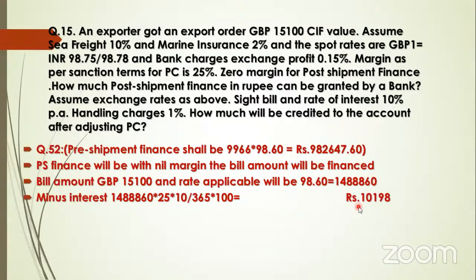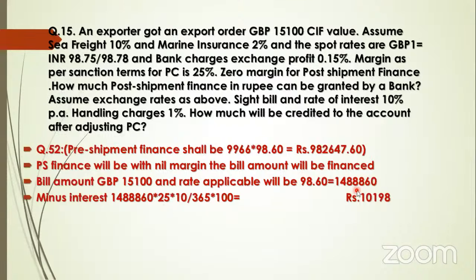Okay. Now interest you have to calculate. How many days of interest you have to calculate? 25 days. How did you get 25 days? Nobody will tell you. You have to understand. In the exam, they will not give 25 days. They will only say sight export bill. Now you have to interpret that sight export bill means the normal transit period is 25 days.